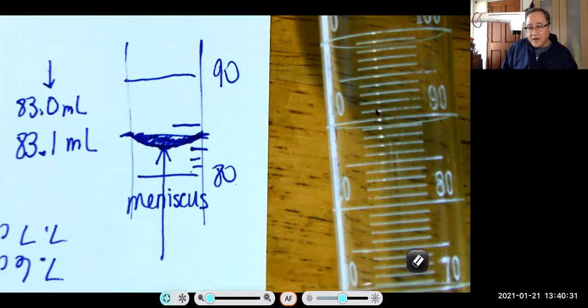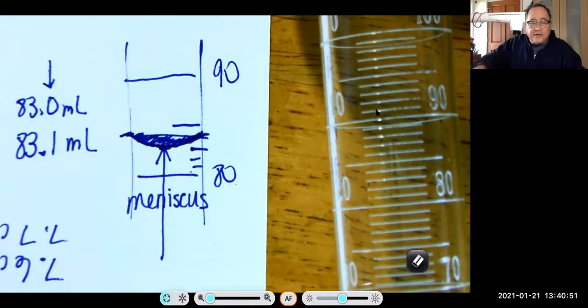Are there any questions about looking at the meniscus and how to read a volume in a container? Any questions? Are you okay with this? All right, Rita, you found everything. Excellent. Is everyone okay with this reading here?